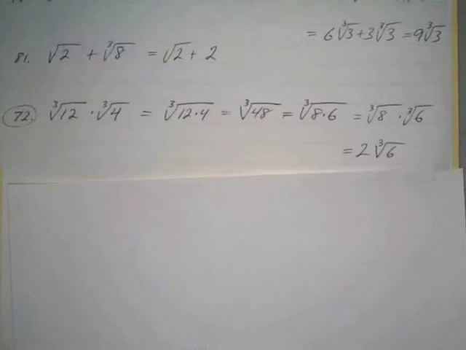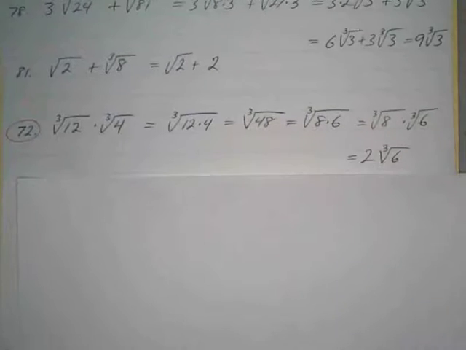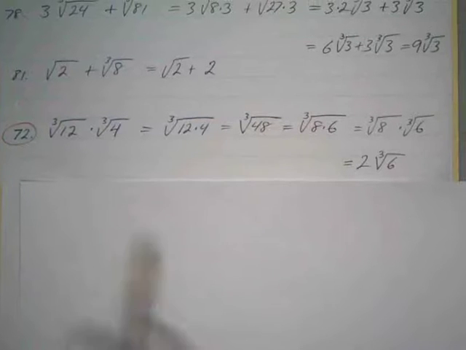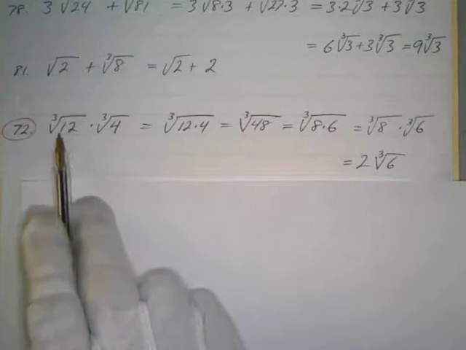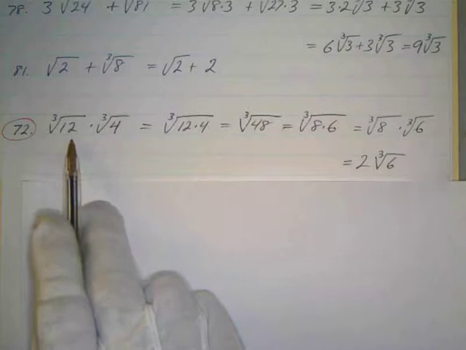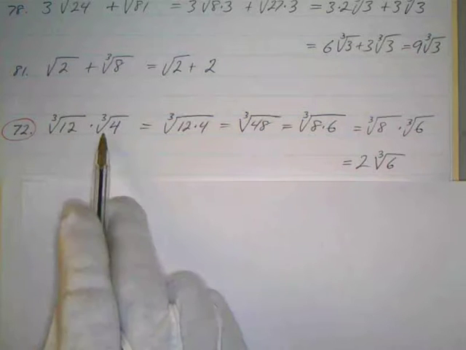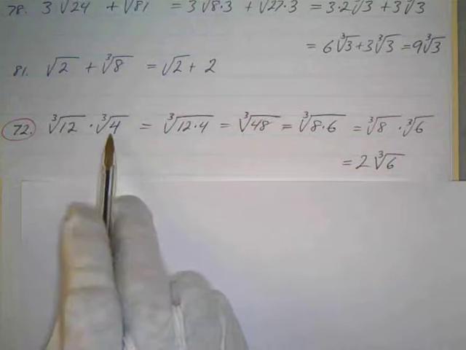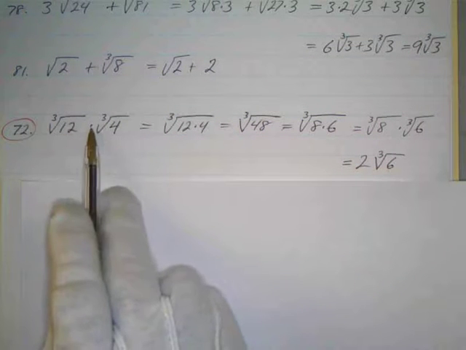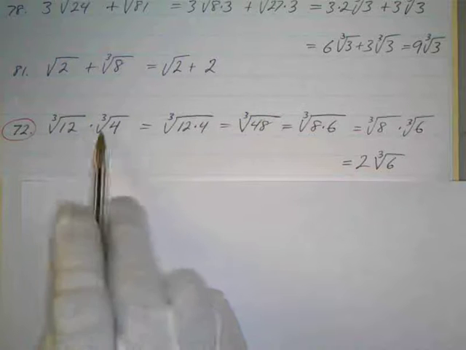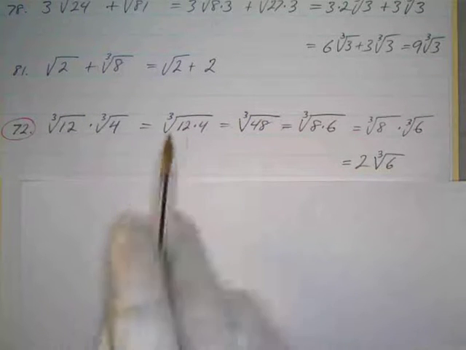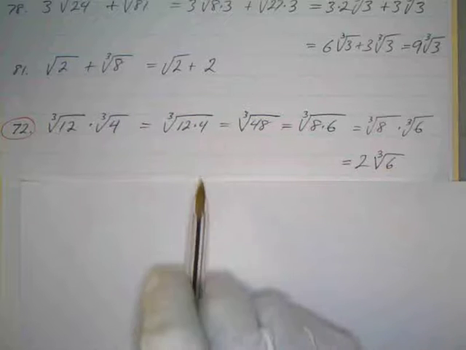Okay. Now 72, I did 73 by mistake. So I have to go down here and do 72. Kind of copied the problem down wrong. I was doing these. Here's 72. So I got the cube root of 12 times the cube root of 4. Well, neither of these are perfect cubes, but if I use the fact that the product of the cube roots is the cube root of the product, then I could put these both under the radical. And then I can multiply them and then I'll maybe combine and get a perfect cube.